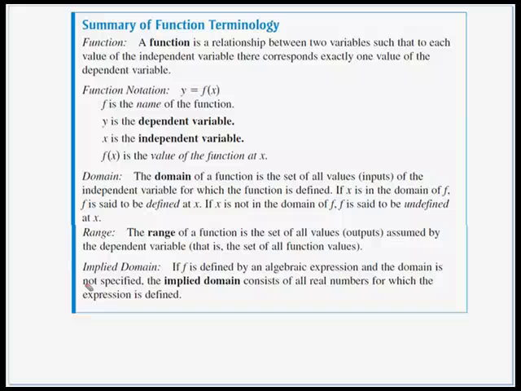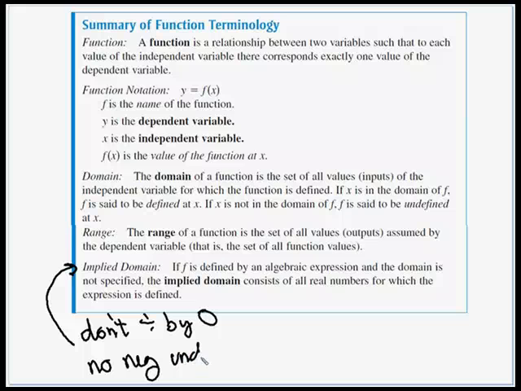And then we have our implied domain. If f is defined by an algebraic expression and the domain is not specifically given to you, the implied domain consists of all real numbers for which the expression is defined. The big ones to remember for implied domain: don't divide by 0, and no negatives under even radicals: square roots, fourth roots, sixth roots, whatever.